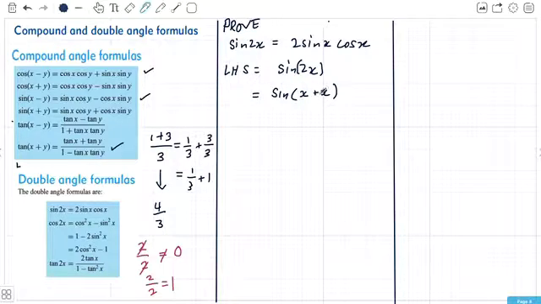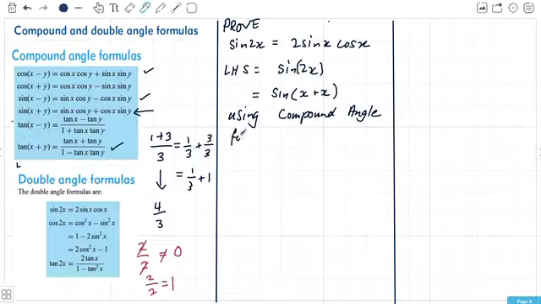Now as soon as I write it that way, you're going to be thinking over here, this is actually a compound angle formula. In this case, x is x here, but y is also x. So everywhere we've got a y here, we're going to put an x. So I'm going to say here, using compound angle formula.